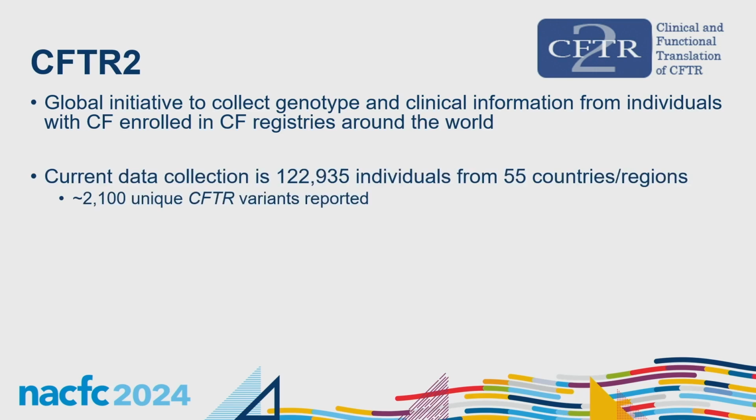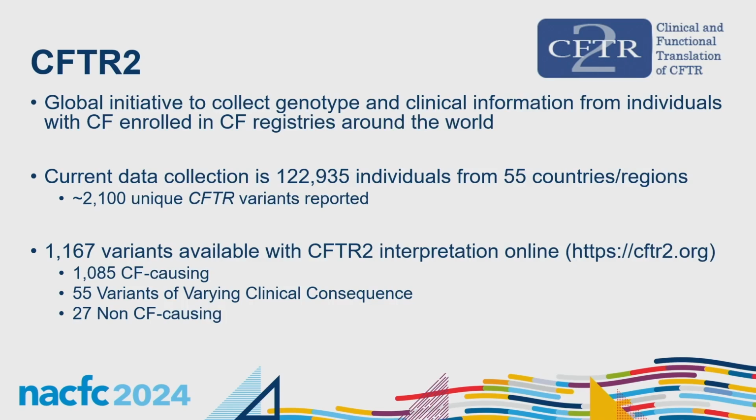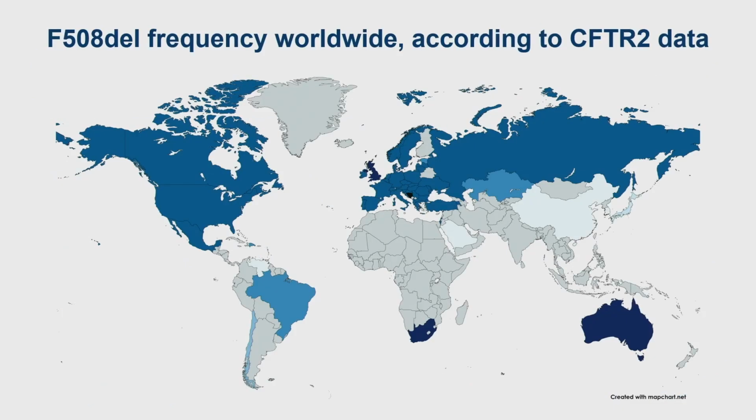Our current data collection, which is new as of yesterday, is almost 123,000 individuals, and these people come from 55 countries, regions, and territories from around the world. They have about 2,100 unique variants reported in this data collection, and available online now are over 1,100 variants with a CFTR2 interpretation. So I wanted to start with what we can learn from this collection.